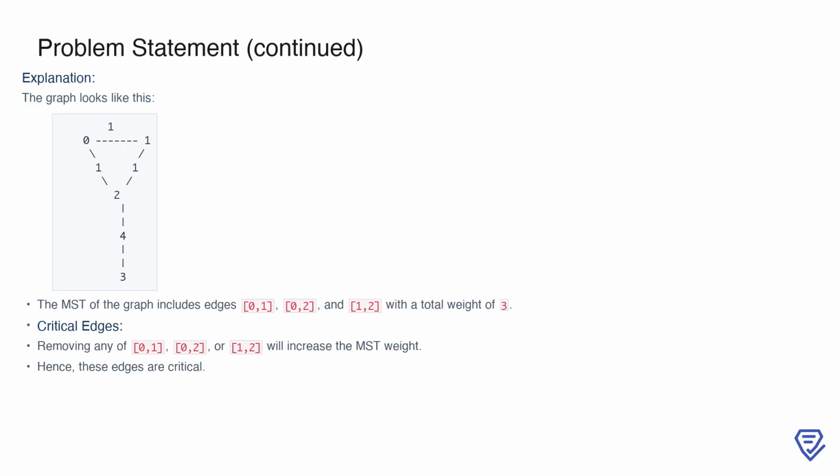This makes all 3 edges, [0,1], [0,2], and [1,2], critical. Removing any of these edges would increase the weight of the MST. However, there are no pseudo-critical edges in this graph, as no other edge can be included in an MST without violating the conditions of minimal weight or acyclic structure.